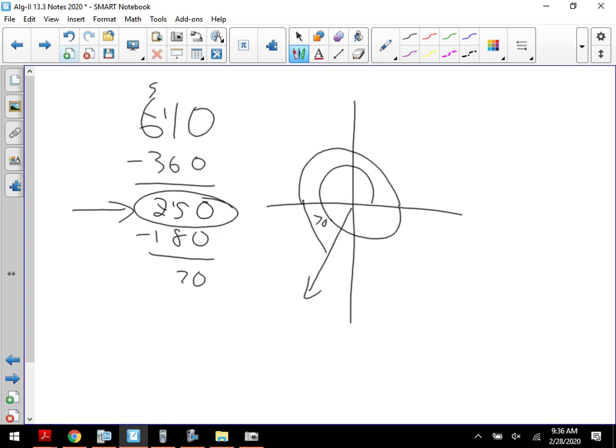To get the negative, I want to think about going the other direction. I have to come to here. Now, if I went the whole way from 0 to 180, it would be negative 180 degrees. I stopped 70 degrees short. How far did I go? 110, yep. Negative 110. Okay. That's how that stuff works.